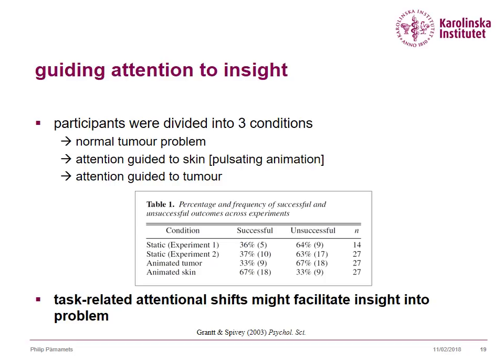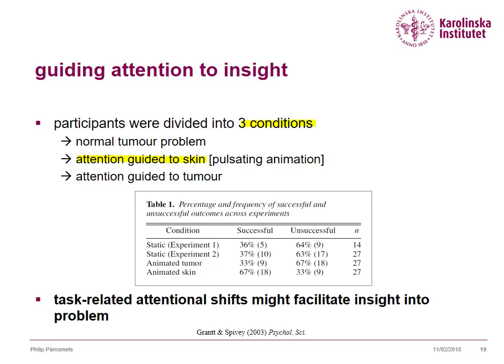So next, the participants tried to use this knowledge in a causal intervention. And participants were divided into 3 conditions. One was a control condition, so a normal tumor problem. And then there were 2 critical conditions. In one, attention was guided to the skin, and this was with the help of pulsating GIF animations. So the skin would be slightly pulsating or blinking, if you will, so that the participant would be more likely to look at the skin.